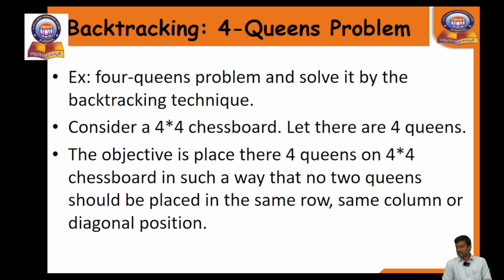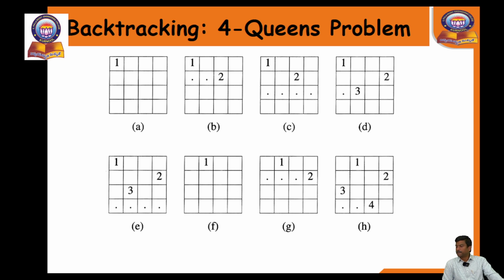Given the example, we need to take the 4 queens problem and find all possible solutions. So consider the 4 by 4 chessboard, because the n value is equal to 4, n by n, that is 4 by 4 chessboard, and there are 4 queens. The objective is to place 4 queens on the 4 by 4 chessboard such that no 2 queens are placed in the same row, the same column, or the same diagonal. So here, according to this case, I've explained the same thing.